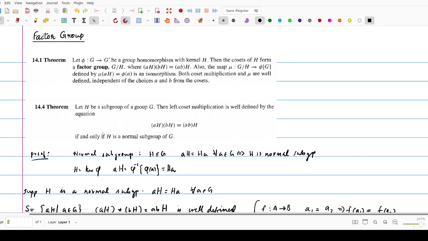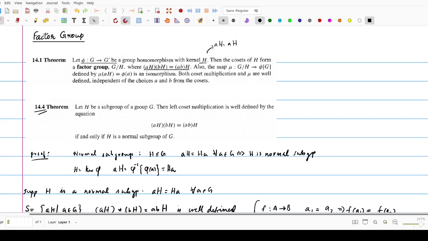So if we make use of this, then you can easily prove theorem 14.1. So that is the first statement. We start with phi is a homomorphism from G to G prime, and H is the kernel. As soon as we choose the kernel, this H satisfies the normal condition. Then obviously the left coset multiplication is well defined using 14.4. That means the set of all left cosets can be considered as a groupoid, or a set together with this binary operation.